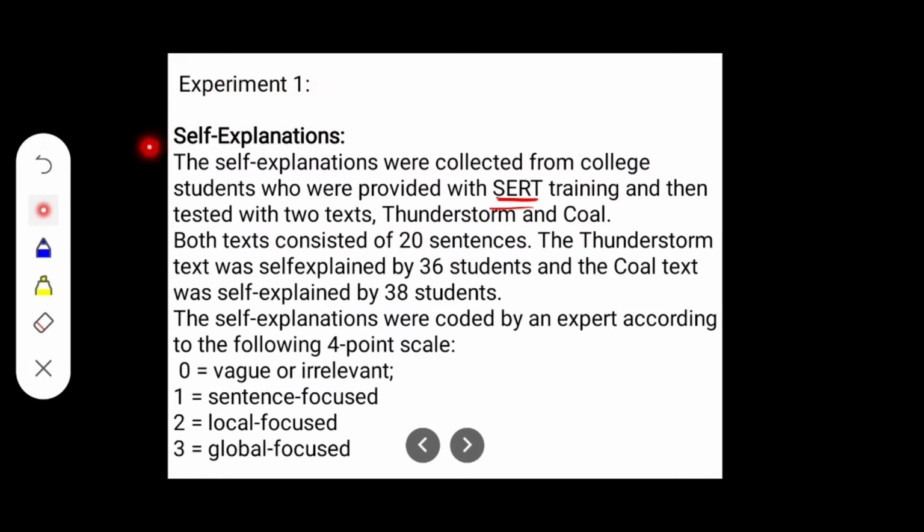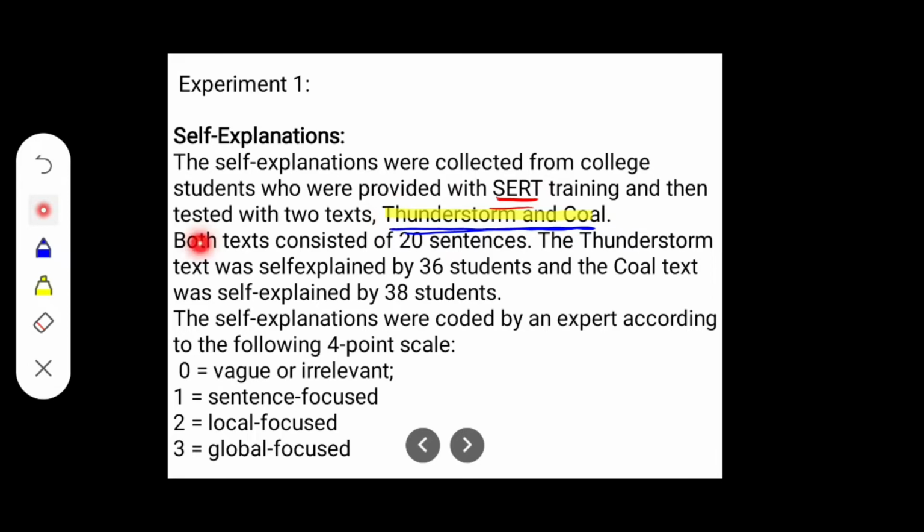In experiment 1, we are discussing the self explanation. The self explanations were collected from college students who were provided with SERT training and then tested with two texts. What are those two texts? Thunderstorm and coal. These are the two texts that we are going to take.